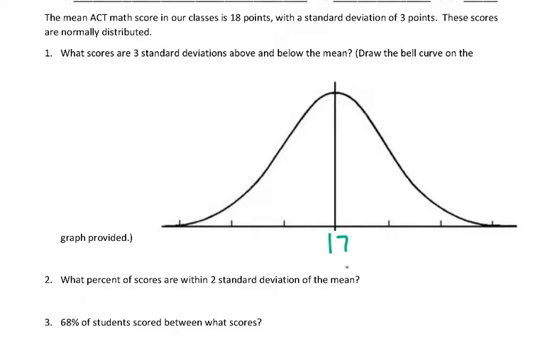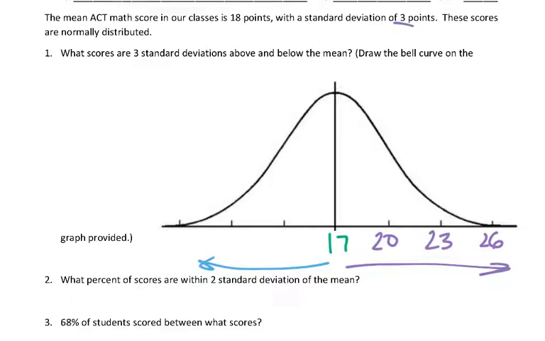As we go to the right, remember we add the standard deviation. So a standard deviation of 3 would give us 20, then 23, 2 standard deviations away, and then 26 for 3 standard deviations away. If we're going to the left, to the negative, we subtract the standard deviation each time. So we'd have 14, 11, and 8. And that's what the bell curve would look like for our class.